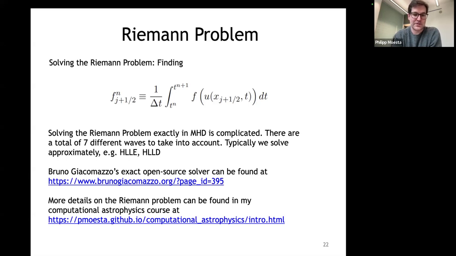You can also see more details on the Riemann problem and how it's solved in simpler settings in a computational astrophysics course that I usually teach at the master's level, where I have fully GitHub-based teaching material. You can go through and do some of the Riemann problem exercises and the concepts behind it yourself. But basically, the Riemann problem is how we find the flux at j plus one half or at j minus one half, the interface. That allows us to then find the update of the solution, since finding the flux is essentially finding the time evolution of our quantity.